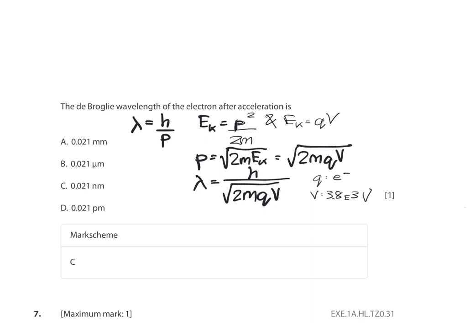Okay, so we know that our charge is an electron and the voltage is 3.8 kilovolts.